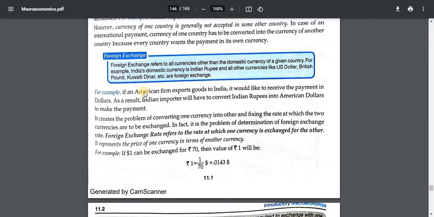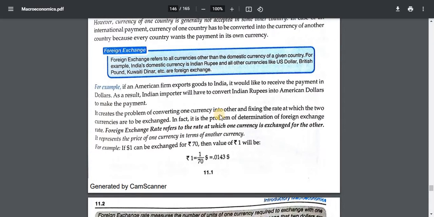For example, if an American firm exports goods to India, it would like to receive the payment in dollars. As a result, the Indian importers will have to convert Indian rupees into American dollars to make the payment. It creates a problem of converting one currency into other and fixing the rate at which the two currencies are to be exchanged. In fact, it is the problem of determination of foreign exchange rate.